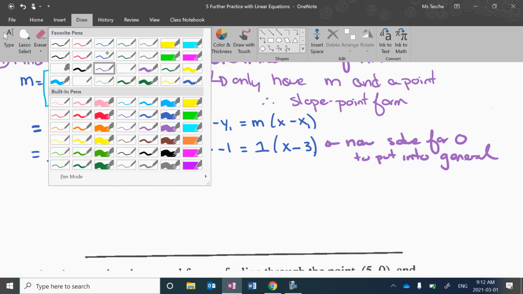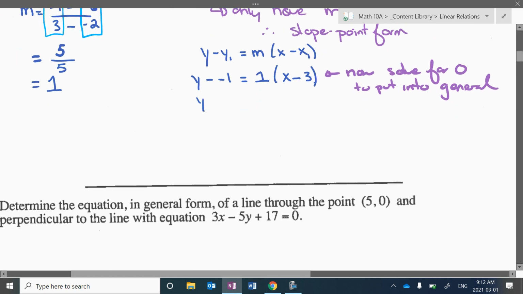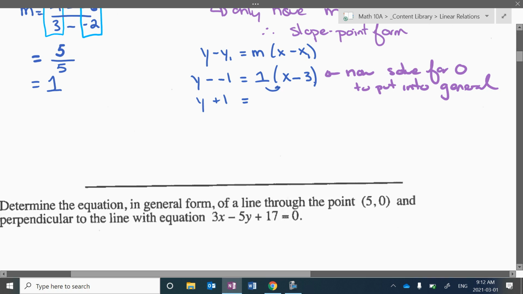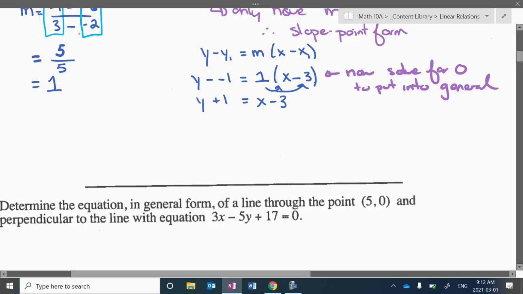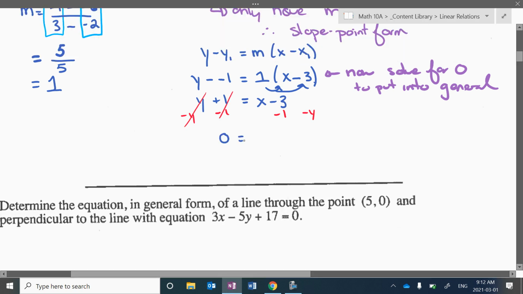With this, at the end of the day, I'm doing algebra. You can do algebra in a couple different orders. What's nice with this particular question is this is going to become y plus 1. Do I need to even write down this 1 again for my slope? No. Do I need to write down the brackets? No, because it's 1. Yes, I'm doing distributive property, but because it's 1, I don't really need to do that. So then I get x minus 3. To put into general, we have to actually have it 0 equals everything else. So I'm going to subtract 1 on both sides and subtract y. My y's cancel, those 1's cancel. So then I have 0 on my left side, x minus y minus 4.